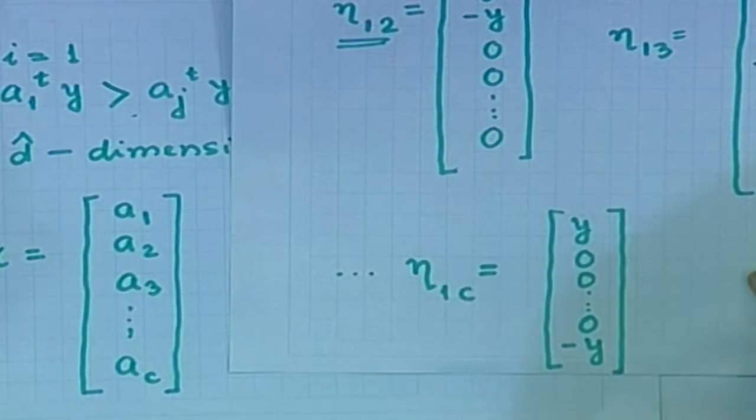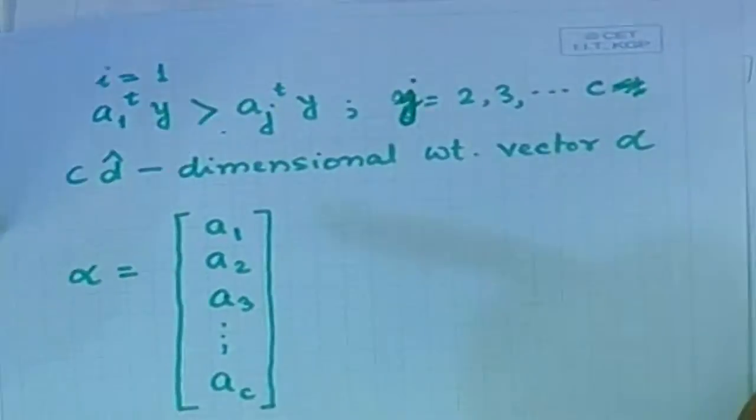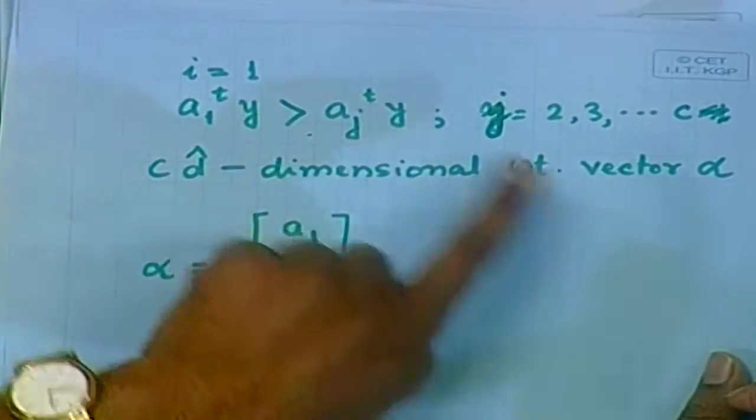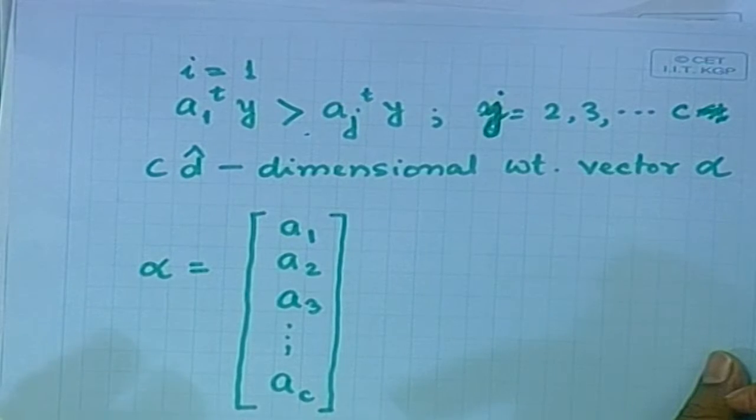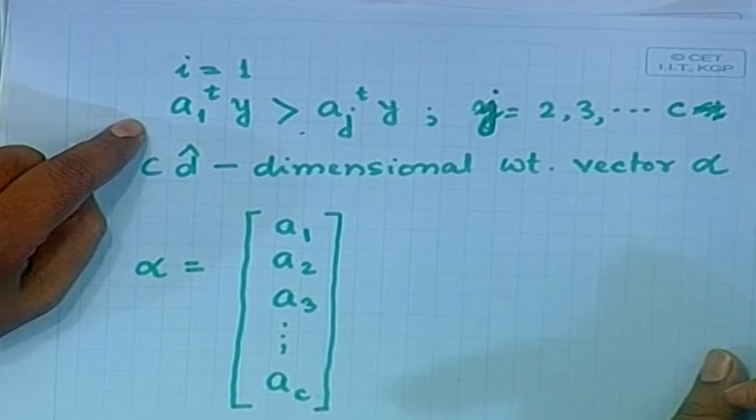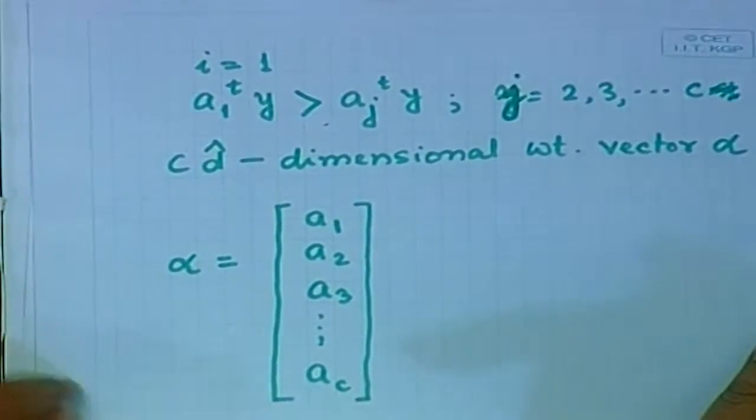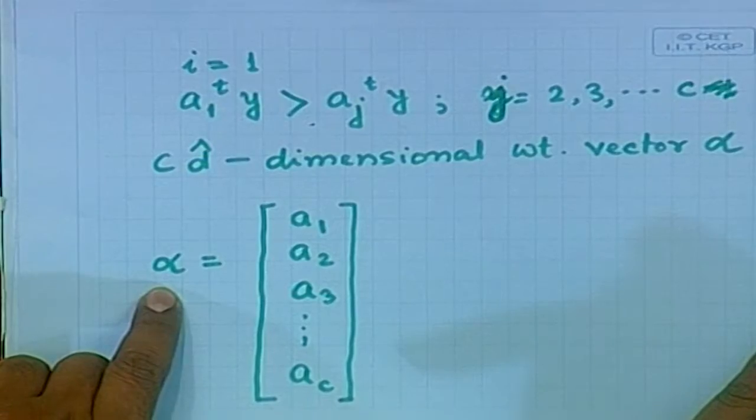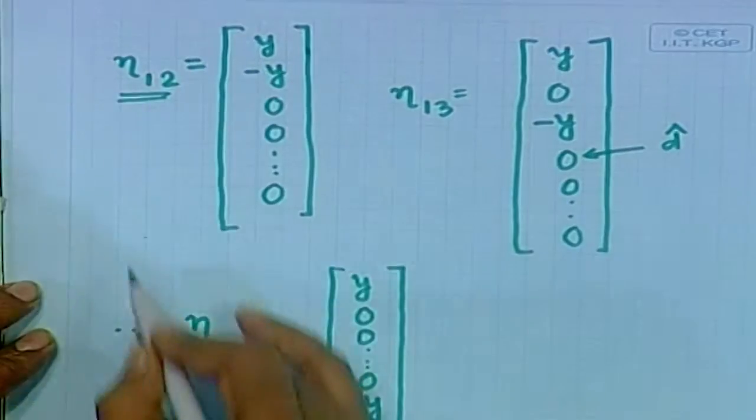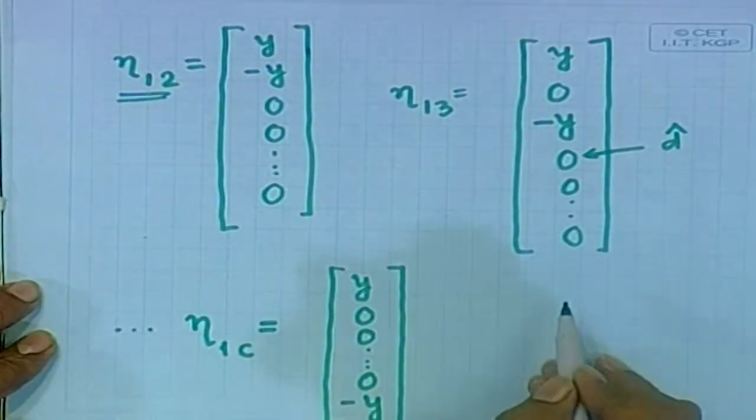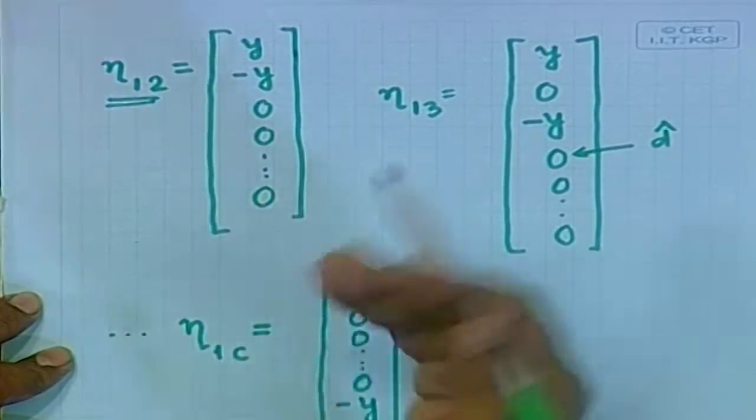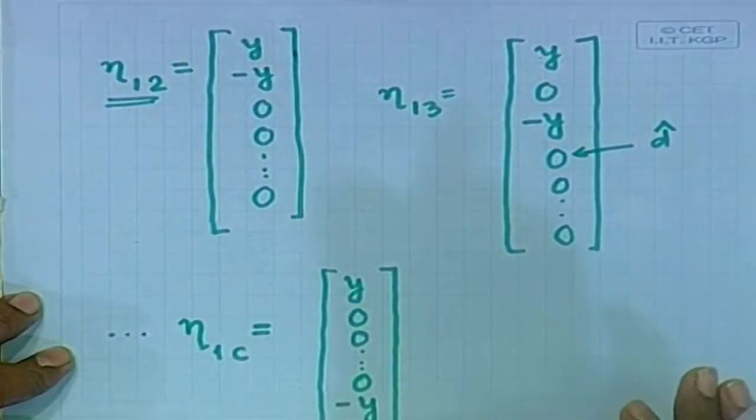So, this condition that a1 transpose y greater than aj transpose y, or a1 transpose y minus aj transpose y greater than 0, for all values of j, for y to be classified to class omega 1, is equivalent to saying that this weight vector alpha properly classifies all these c minus 1 feature vectors, where these feature vectors are actually generated from the original feature vector y.